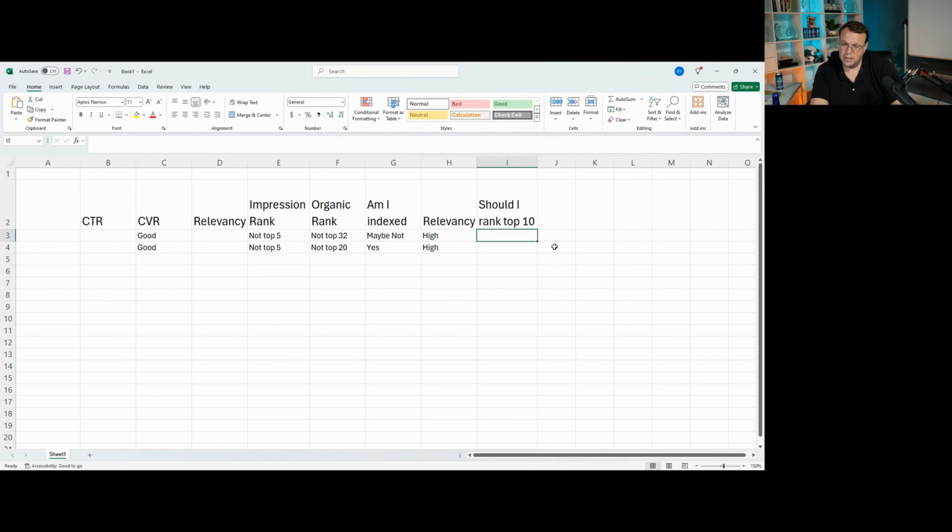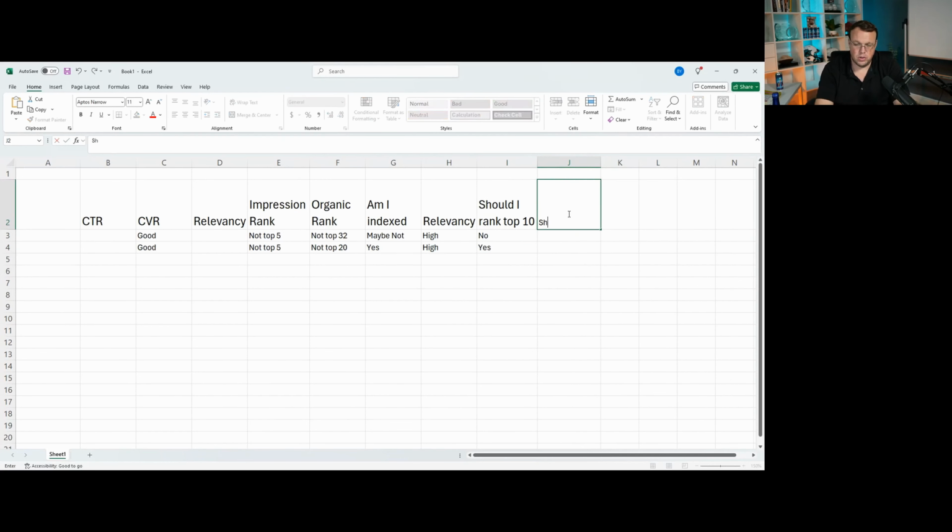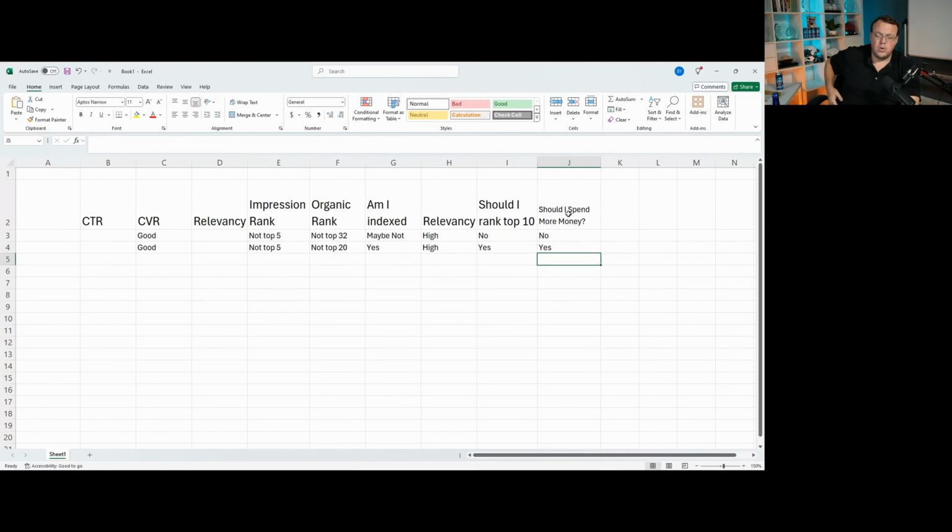What if I say no and yes? And then the question becomes, should I spend more money? The answer here is no. The answer here is yes. So here's the difference. I was not top 32. I cannot proceed with spending more money or optimizing until I've assessed whether my indexing is correct. The SOP is fix conversion, fix indexing, and then move on to spending money.